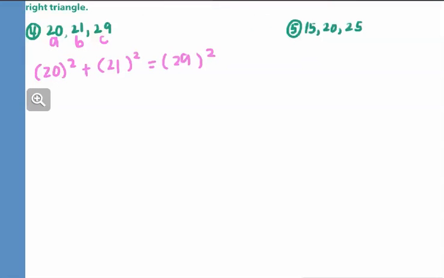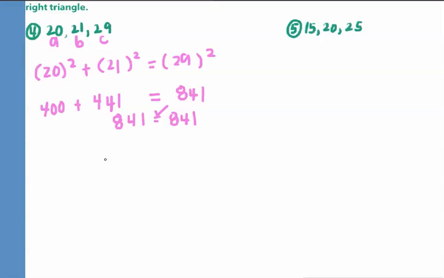So 20 squared we know is 400. 21 squared, you may not know, but it's 441. 29 squared is 841. And then let's add up the left side. 400 plus 441 is 841. And we had 841 already on the right side. So yes, this worked out. So yes, this is a right triangle. Okay.